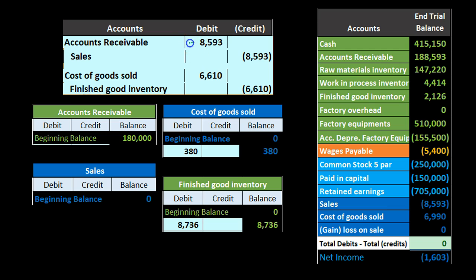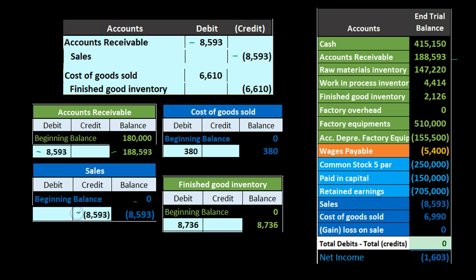So now we will record the journal entry to our general journal. So here's the accounts receivable. It started at 180. We're going to bring it up in the debit direction by 8,593 to 188,593. That is then found on our trial balance. Then we have the sales here. The sales was at 0. It's going to go up in the credit direction by 8,593 to 8,593. That is also found on the trial balance.